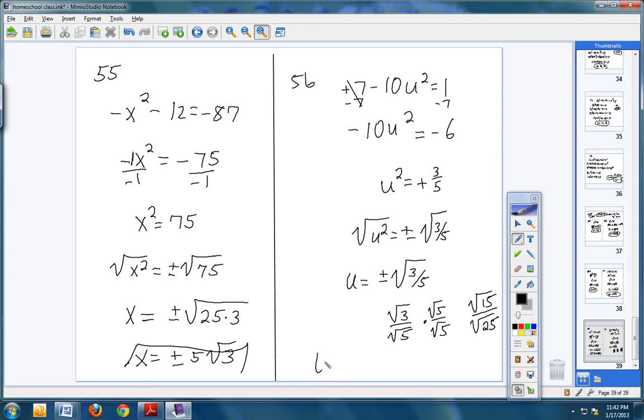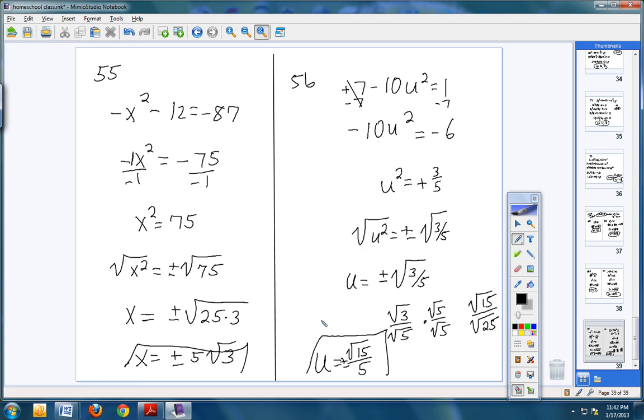So your final answer then is, are you ready for this? Square root of 15 over, what is the square root of 25? That's a perfect square. We can solve that. 5. Oh, what did I forget to put in front of this? That's totally wrong. Don't forget your plus minus. Got to put the plus minus.